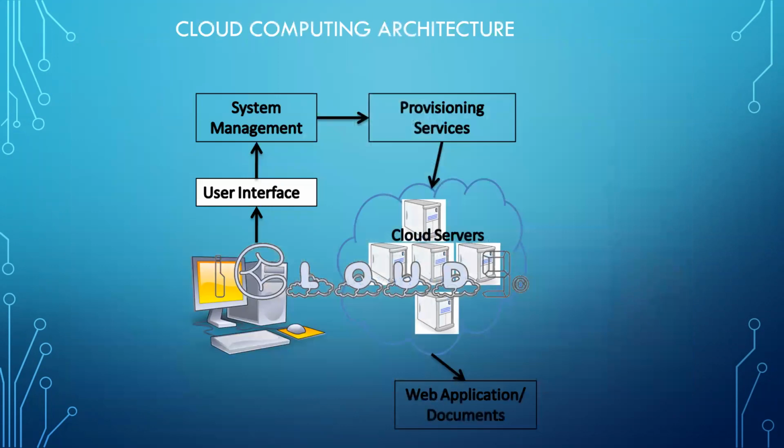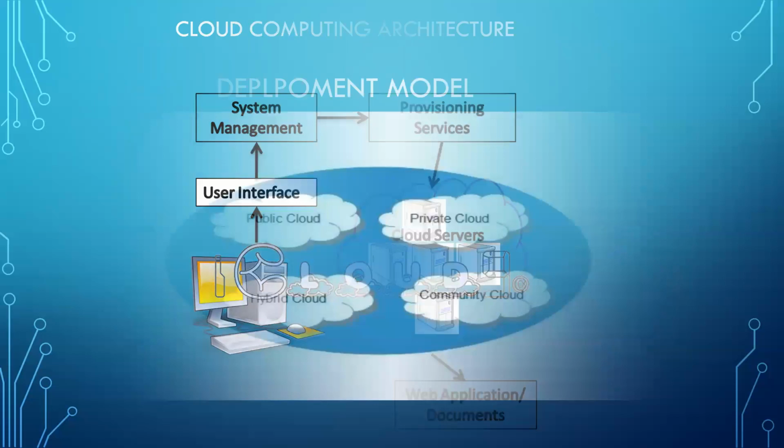So let us see how the cloud computing architecture works. First, there is a computer or a system by which we use the interfaces. And then we send it to the system management and then the processes. And then it gets connected to the storage of a cloud service provider. And then it can be used wherever we want.